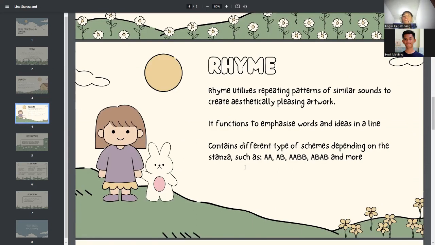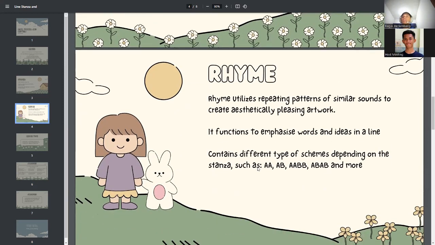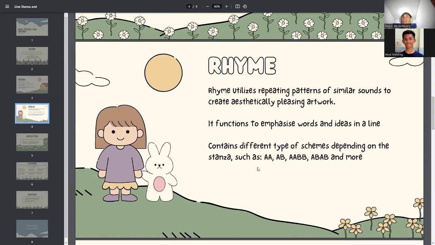Okay, now we have finally come to rhyme, the topic of today's session, even though the earlier part took a bit too much time. So what is a rhyme? Rhyme is utilizing repeating patterns of similar sounds to create an aesthetically pleasing poem, line, or artwork. It functions to emphasize words and ideas in a line. Yes, in the previous part, the function of lines was also to emphasize, but rhyme helps lines emphasize something.